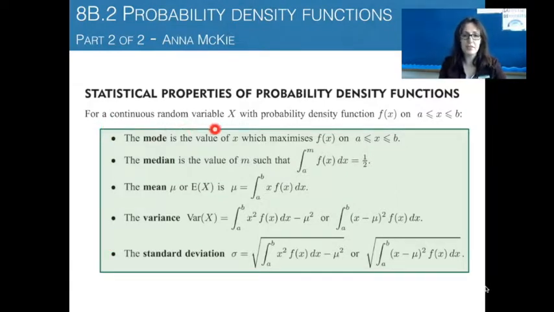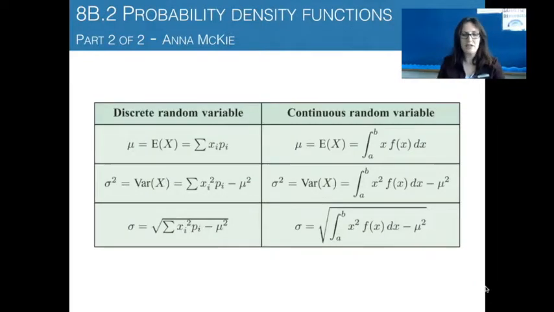So for a continuous random variable x with the probability density function on the domain A to B, we've got a mode, a median, a mean, variance and a standard deviation here. The median, I'll just point out, is equal to a half, which you would expect because that's halfway along, as opposed to what the mean is.